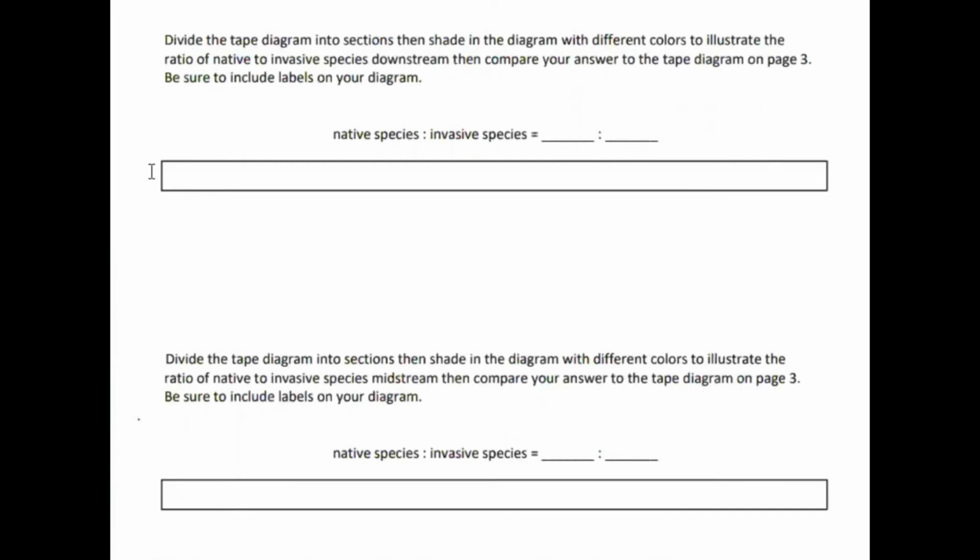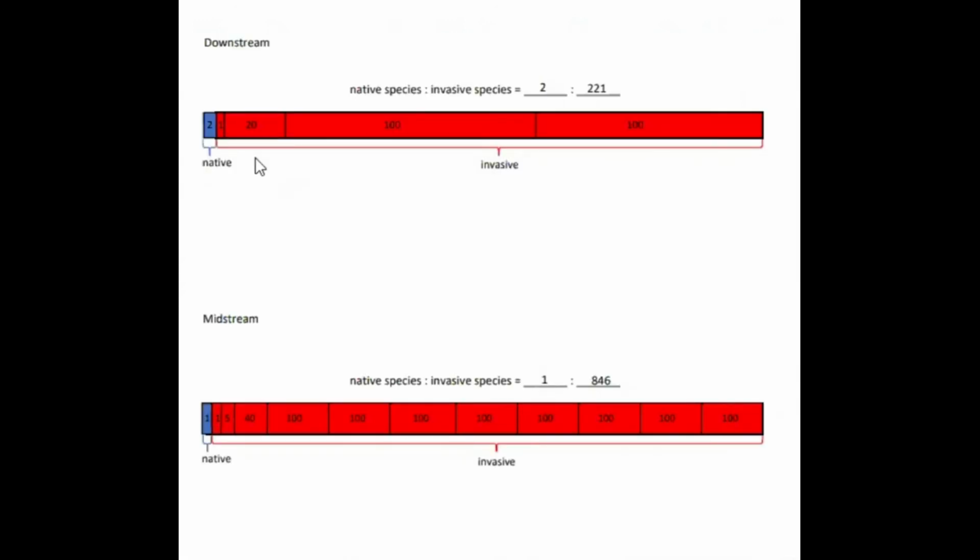On page 2, students can show their ratios that they calculated on page 1 using a visual model. They can divide each box up and color the units to show the ratio of native and invasive species. If we scroll down to page 3, an example has been done. Students don't have to use the same unit shown here, but their model should be a fair representation of the ratios that they calculated on page 1.